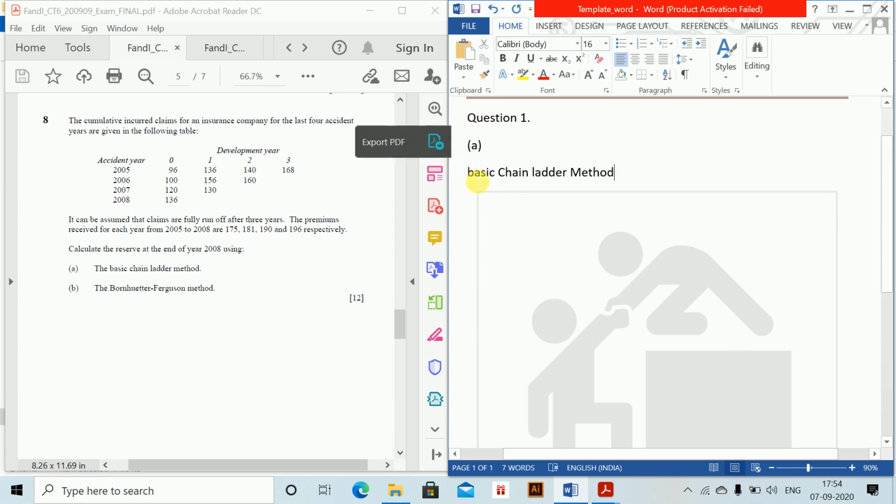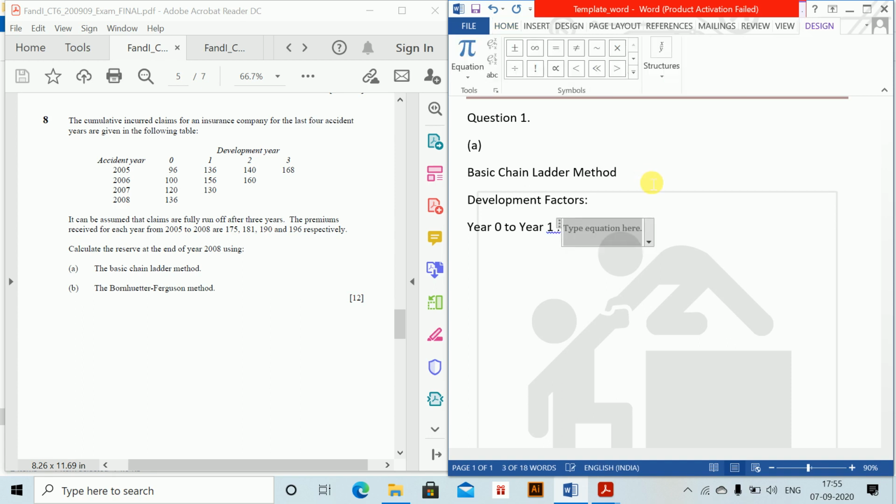Okay, so just be consistent on writing everything in caps or everything in small, whatever you're following. So first we'll calculate the development factors. Which is equal to year 0 to year 1, or you can write F01. Okay, so either this works or F0,1 also works. Anything you feel comfortable with, you can write (135 + 156 + 130) divided by (96 + 100 + 120). This is equal to 1.335443.